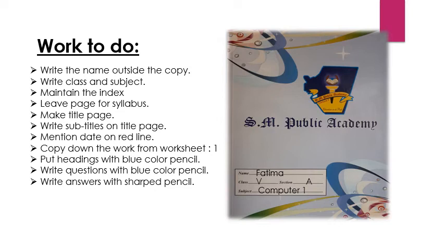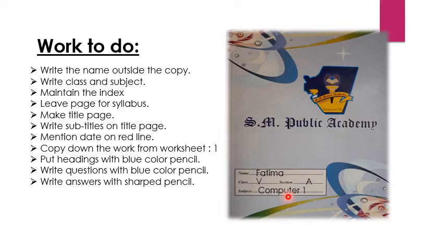This is how your copy looks. Here is a name bar. You are going to maintain this name bar very properly. You are going to write your name, your class, your section, your chapter, and your subject. Your subject would be computer. You are going to write Computer 1. You would be given two copies for computer, labeled Computer 1 and Computer 2. No copy would be labeled as computer test copy.